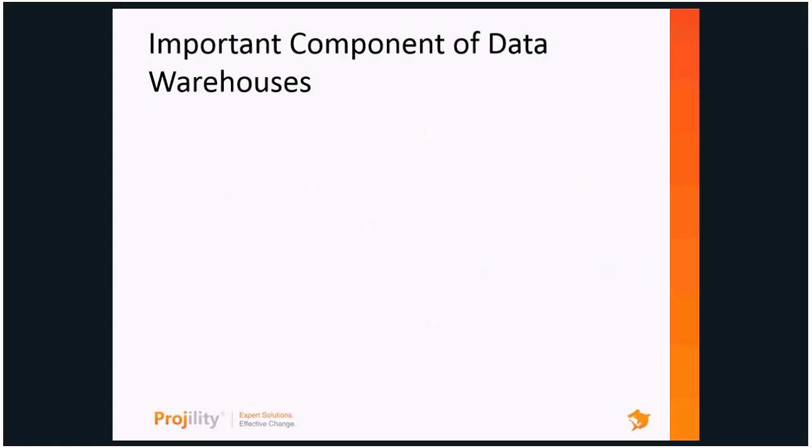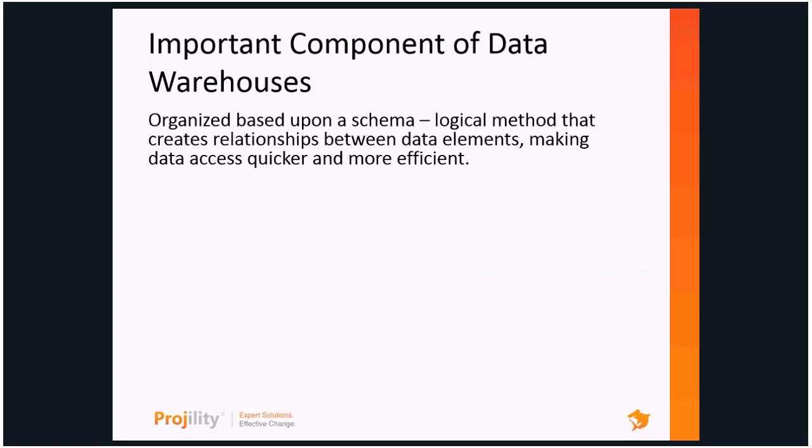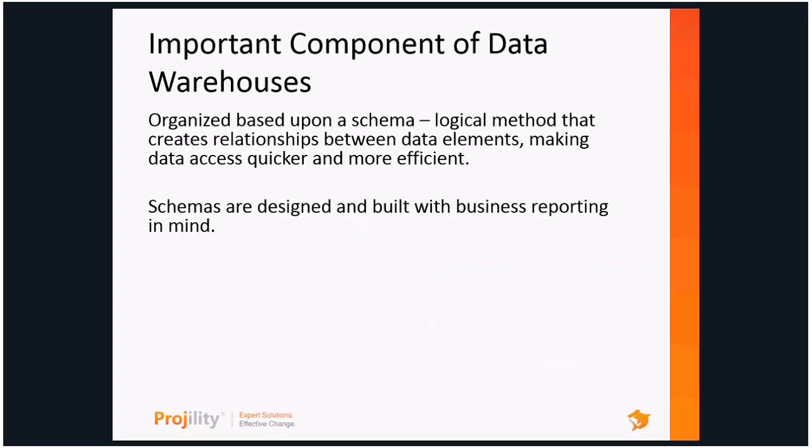There are some different components that are important in data warehouses. They're organized based on what we call a schema, or a star schema, which is a logical method that creates relationships between different data elements in our database, making that data quicker and more efficient to access. The second key component is that the schemas we're creating are designed and built based on reporting needs. Different organizations may have different reporting needs. The idea that you're just going to take whatever schema was built for company A and lay it into organization B, generally that's not a good approach. You want to think about the needs your organization has and design your schema around that.